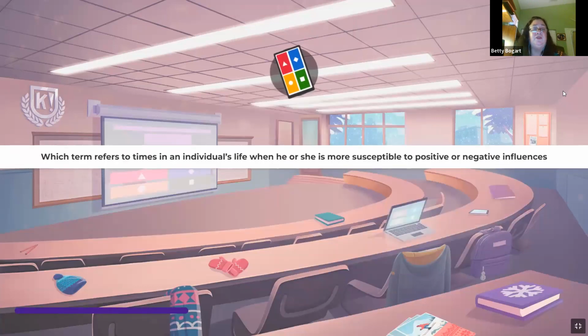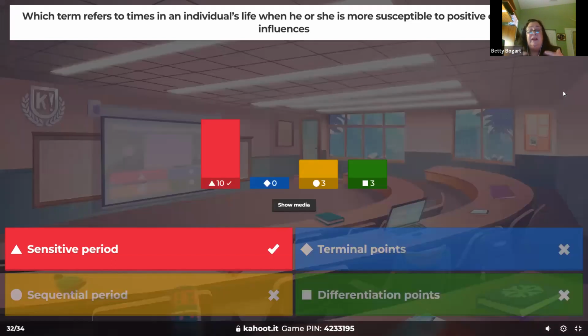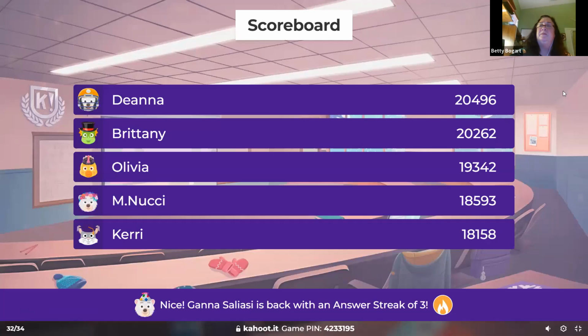Which term refers to times in an individual's life when he or she is more susceptible to positive or negative influences? Again, this is part of the word group that I want you to look at the beginning of the chapters just to see what these phrases mean. I think once you see the answer, susceptible to positive or negative influence is when they're most sensitive, right? Sensitive periods, it makes sense.